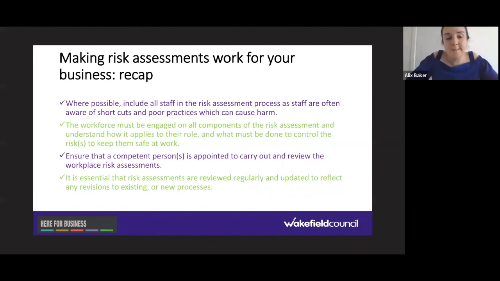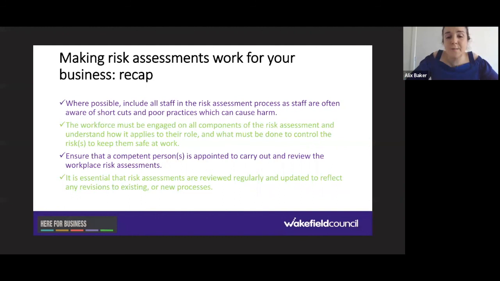Ensure that a competent person is appointed to carry out and review the workplace risk assessment. So Anna spoke in detail about the importance of this, and it's really relevant and important to ensure that the right person who has the knowledge and skill set to understand the 5 principles of risk assessment is really leading on the workplace risk assessments and ensuring that all of the steps that form part of that 5-stage step of risk assessment are included, and the team are aware of what part they play.